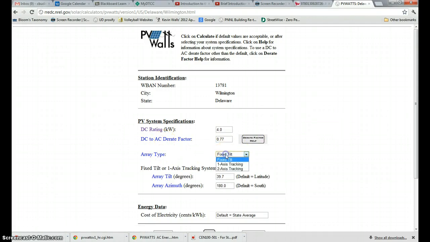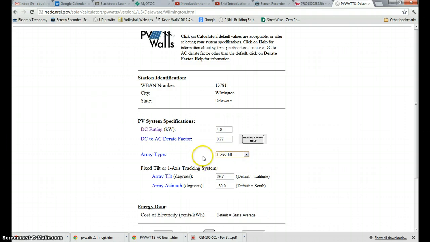Now the array type, right now we have fixed tilt, and that just means it's the same orientation all year long, it never changes. One axis tracking means it tracks the sun north, south, east, and west, but stays the same tilt. And two axis tracking means the panel has two axes of rotation, so it'll be faced directly at the sun all year long. So there's obviously advantages to that, but there's also disadvantages because you have to buy the motors and pay for all that tracking system. So we're going to do fixed tilt for now, but these options are available to you if you want to buy them.